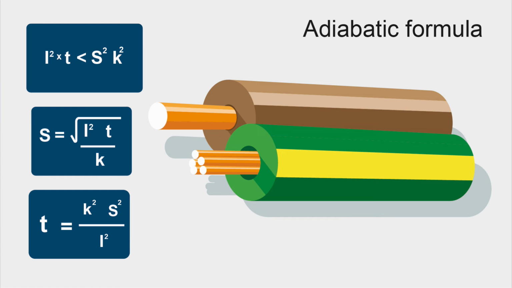Right, okay, let's start looking at some practical formulas that we are going to use. An important formula is the adiabatic equation and the thermal withstand. These formulas help us confirm that our CPC and our live conductors are correctly sized.